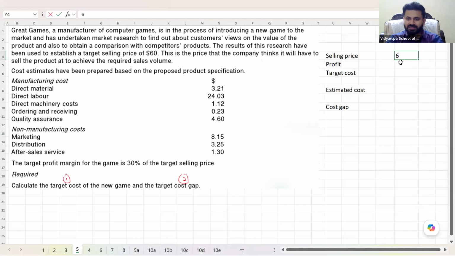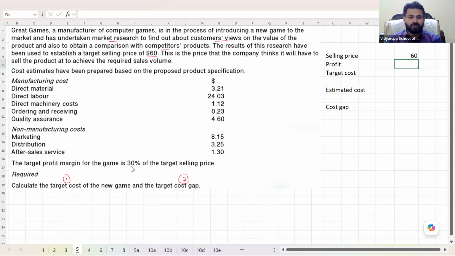Based on the price. Price is given to us in the question. They have done two things. They have taken customers' view as well as compared with the competitors' product. So they are doing market research. That's what happens in market research. They have compared against the competitors' price. They have also taken customers' opinion. So based on that, they have established the target selling price to be 60.